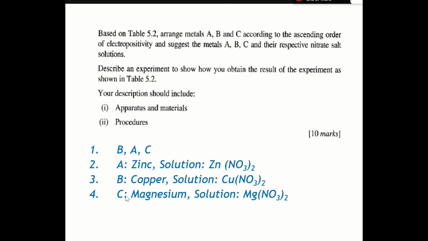So this ABC must be both mentioned. So done with the 4, then we come up with apparatus of the material and then the procedure. Do we need to write down the material again? No need, because all the materials is mentioned in the 2, 3, 4. So we're coming up with the apparatus only.